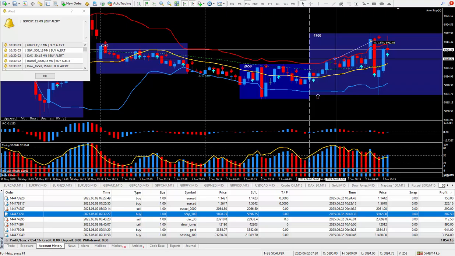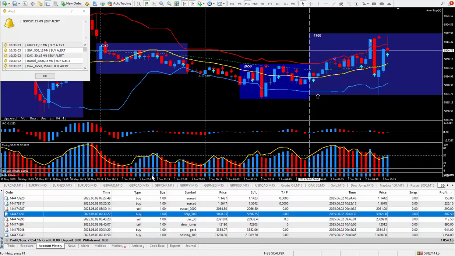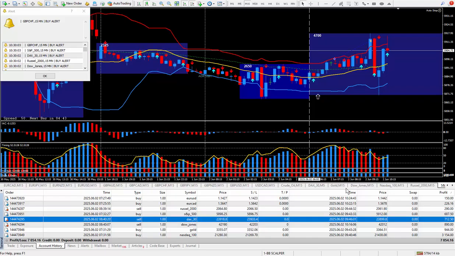There it is right there, 137 ticks, paying out $687. Okay, moving on to the next trade, which is the DAX 30.